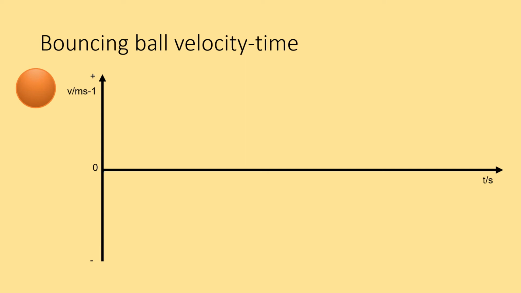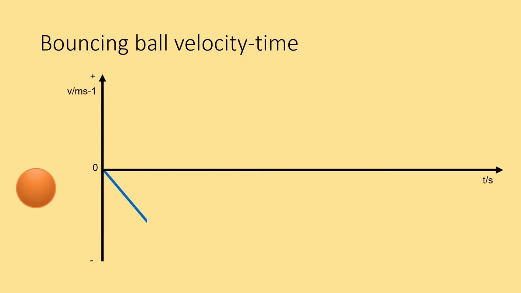And so now let's look at a velocity time graph. Our ball starts falling, and the velocity is going to be negative. It's going to be increasing, but it's going to be heading towards the floor, towards the center of the Earth. So we're going to declare that negative. So off it goes.